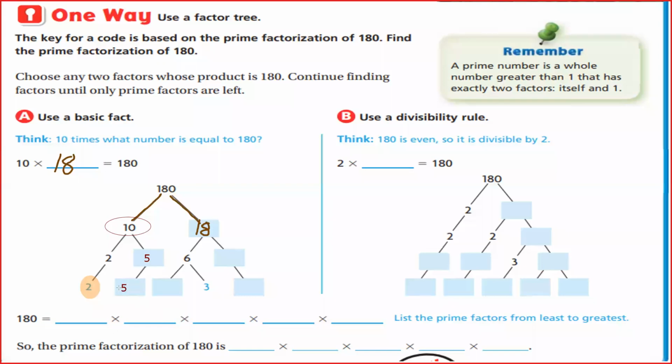Teacher, why did we write 5 again? Here, they ask you to write it just here to pick your fruit. Okay, so 2 and 5 are the primes.